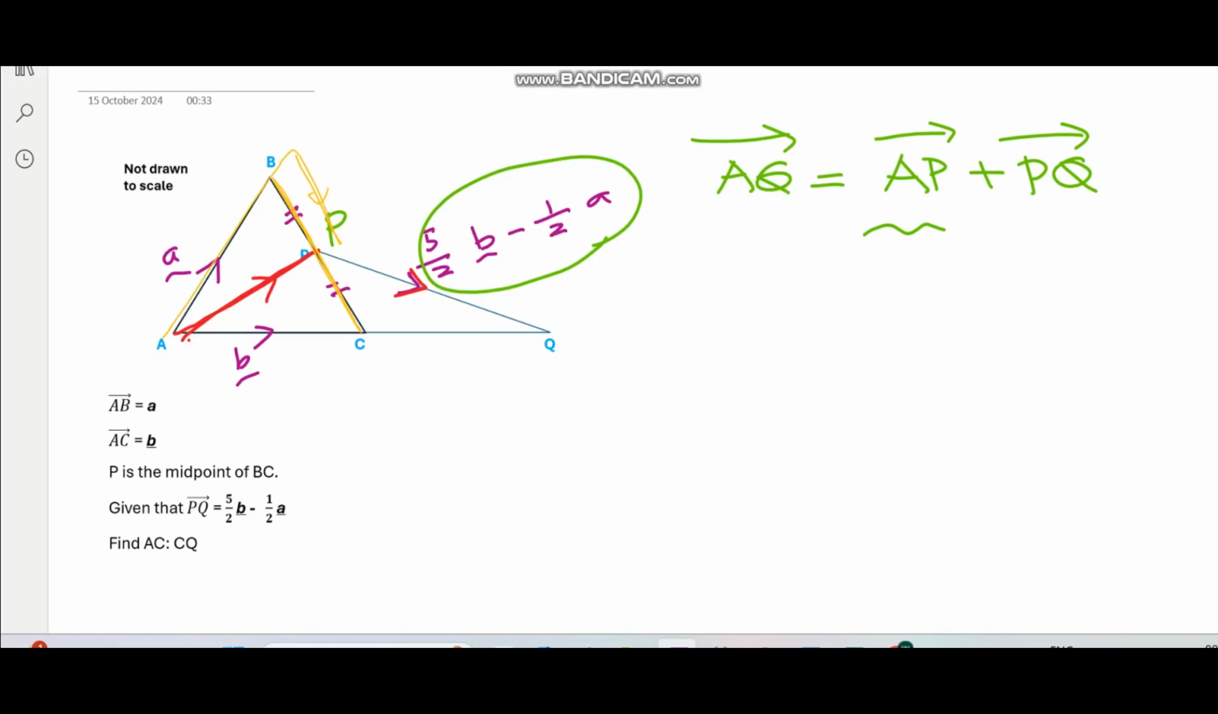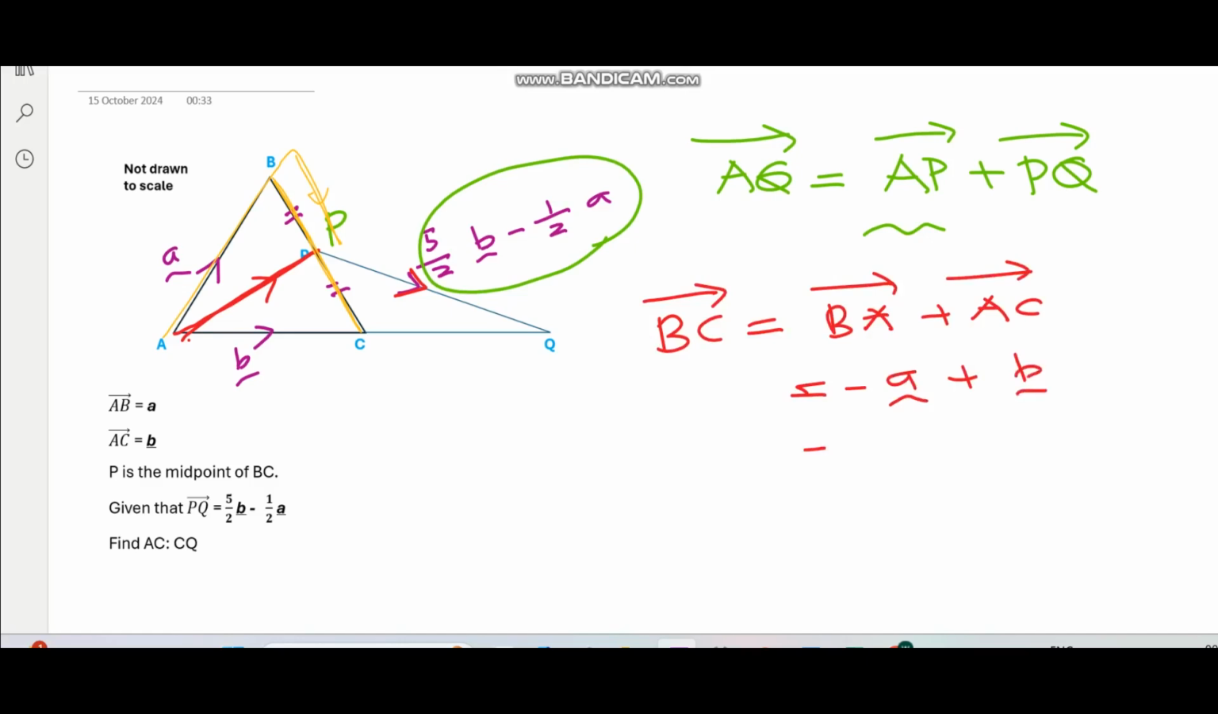So, first of all, what's BC then? BC is BA plus AC. BA is minus A, AC is B. So, in fact, we can write it as B minus A. You don't have to, but I prefer that way. So, BP, which is this one, is half of that because P is the midpoint. So, BP is half B minus half A.